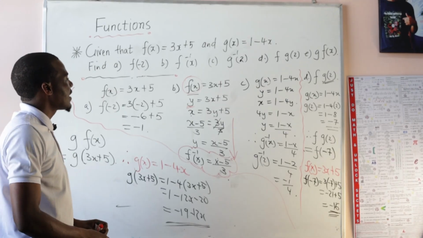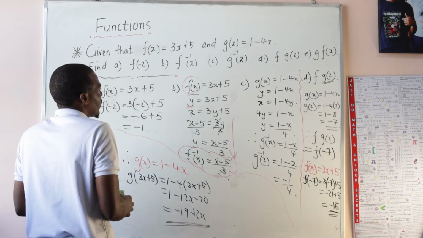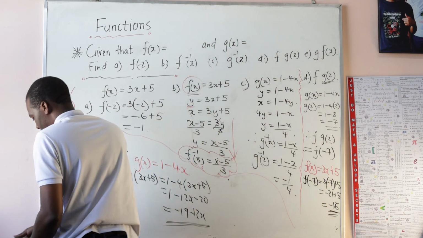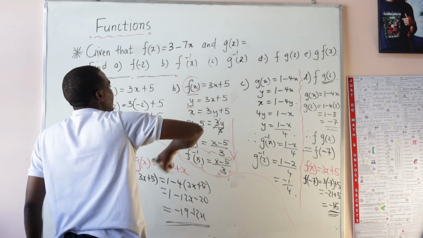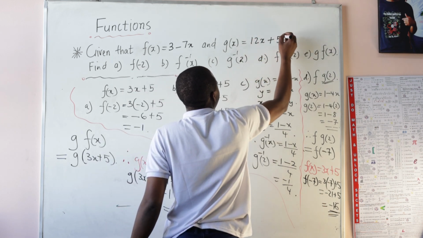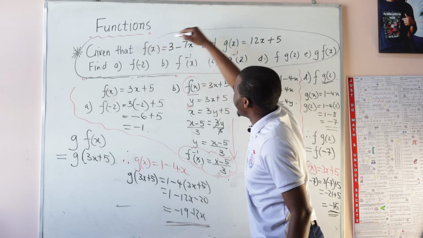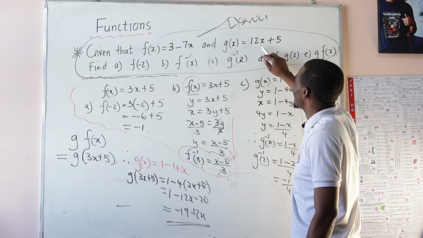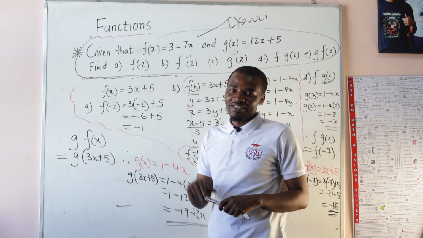So let me just quickly give you an exercise, but I'm just going to twist these problems a little bit so that you can also try them as an exercise. So I'm going to change my functions here and keep the whole exercise as it is. Here I'm going to have f of x as 3 minus 7x. Here my g of x is going to be 12x plus 5. So yes, I want you now to try this as an exercise. Given that f of x is 3 minus 7x and g of x is equivalent to 12x plus 5, find all these problems. Let me know if you get the solutions right. Awesome.